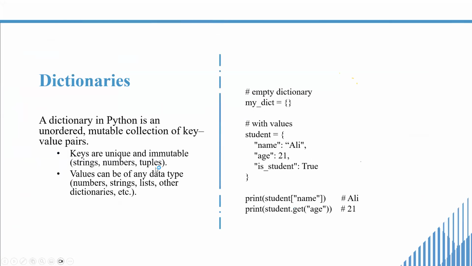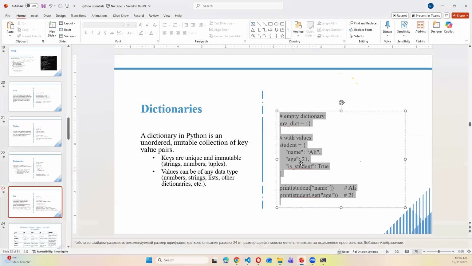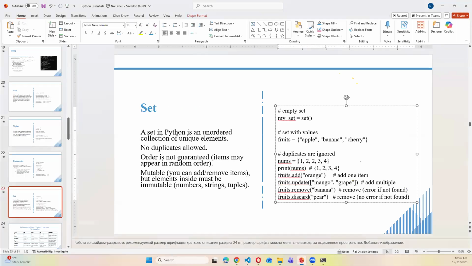No, please go on. Okay, sets. A set in Python is an unordered collection of unique elements. In here, it should be unique. If you write, for example, nums 1, 2, 2, 3, 4 and I say print, it will ignore one of these, because it should be all unique. But for a list, the good thing is that you can put anything. No duplicate is allowed in a set. Order is not guaranteed. Items may appear in random order. So you can see here. Let me just copy paste this one because of the time.